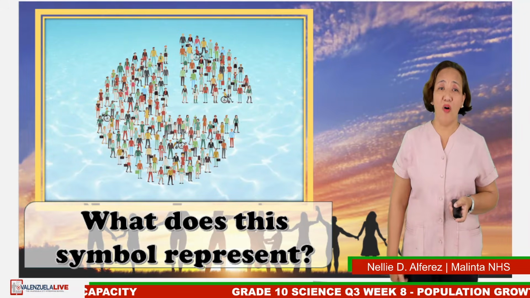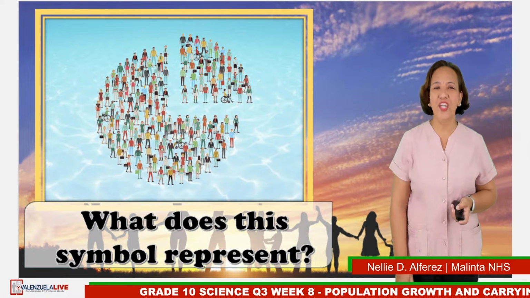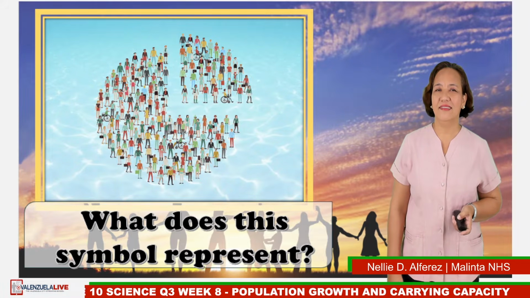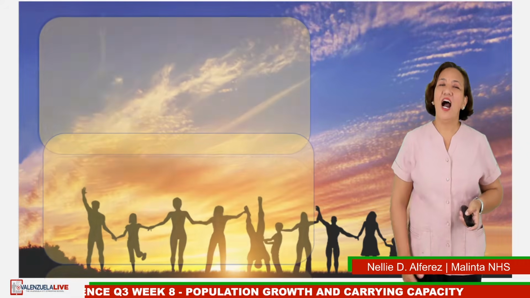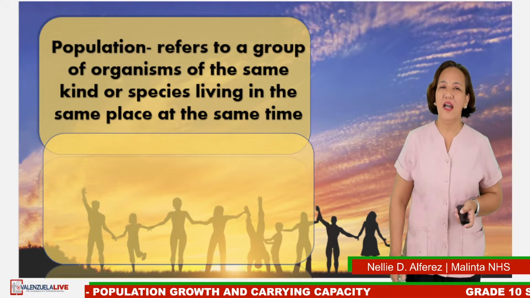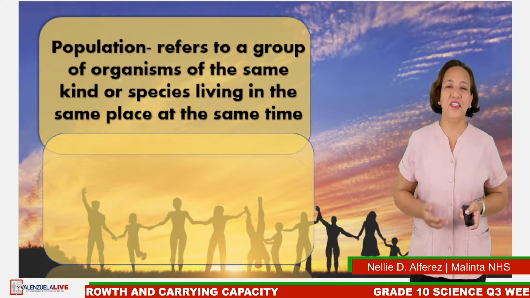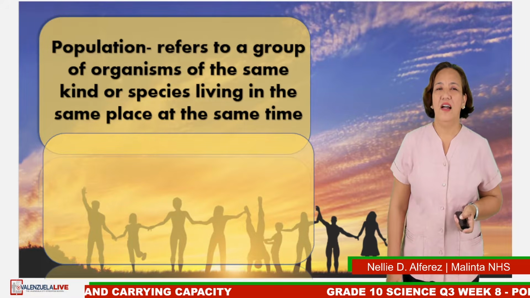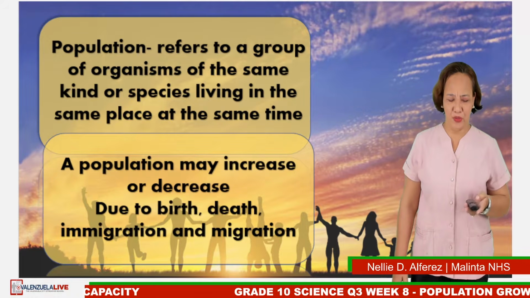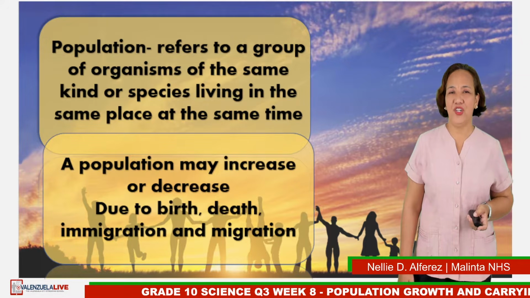What does this symbol represent? Yes, it is a population. And let us define population. A population refers to a group of organisms of the same kind of species living in the same place at the same time. A population may increase or decrease due to birth, death, immigration, and emigration.